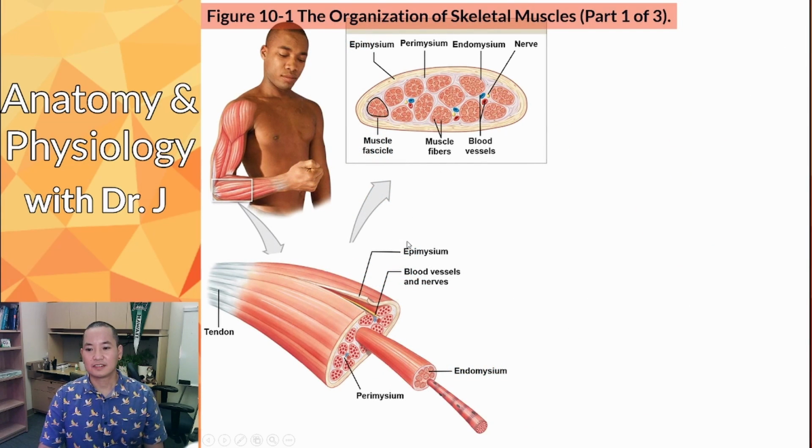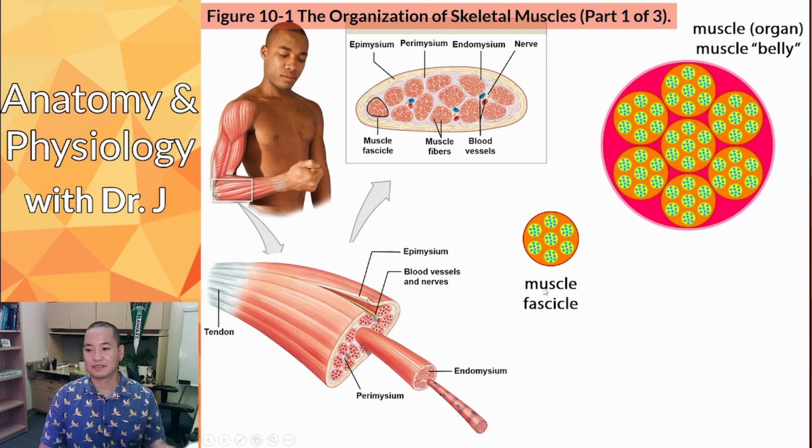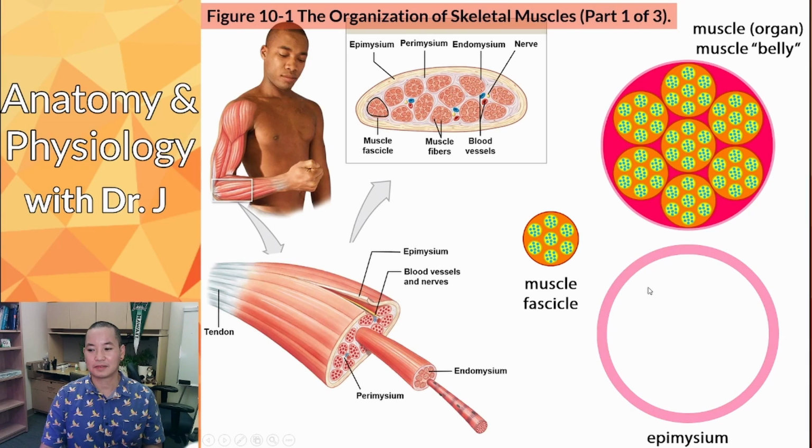And over here, now we're talking about the entire muscle organ, sometimes called a muscle belly. We have multiple fascicles stacked together in tightly packed bundles. Surrounding a muscle belly or muscle organ is what we call an epimysium. And epi means outer, so this is the outermost connective tissue surrounding a skeletal muscle.